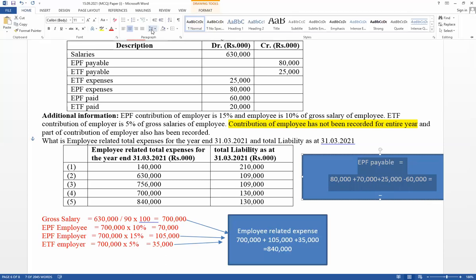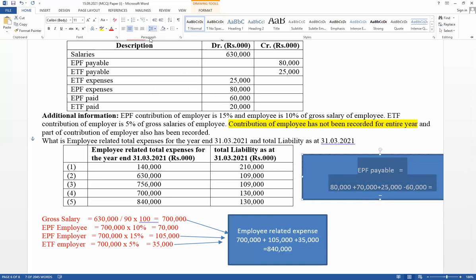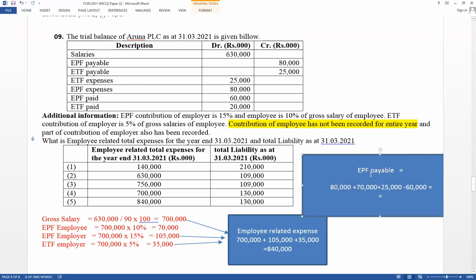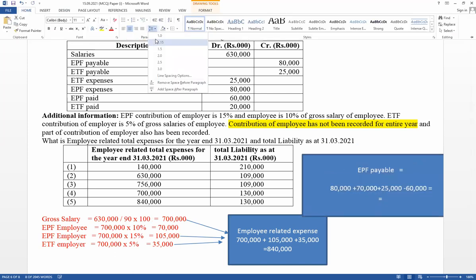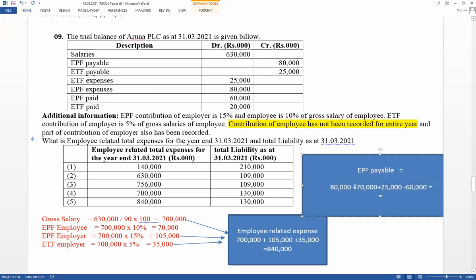As total liability, EPF payable as well as ETF payable also you have to consider. Try to calculate ETF payable also. Therefore, here EPF payable will be equal to 80,000 plus 70,000 plus 25,000 minus 60,000. Therefore, 115,000. That is the EPF payable. Like that, you have to calculate ETF payable also.